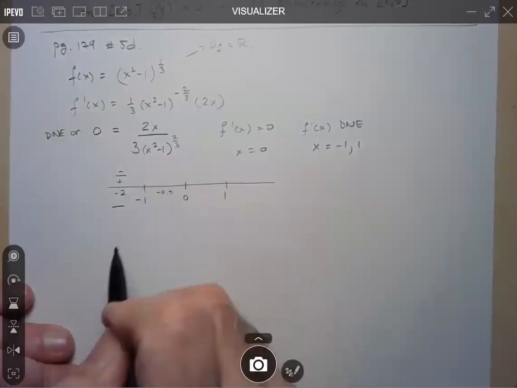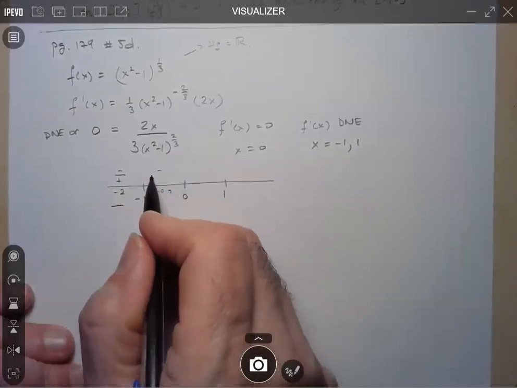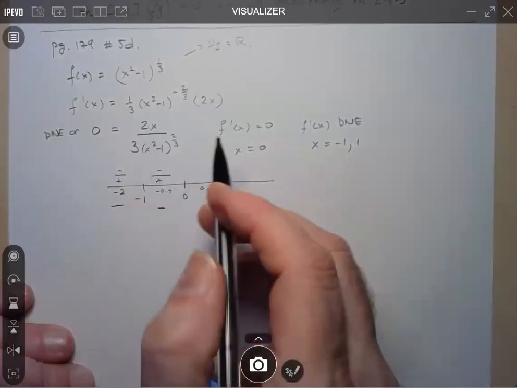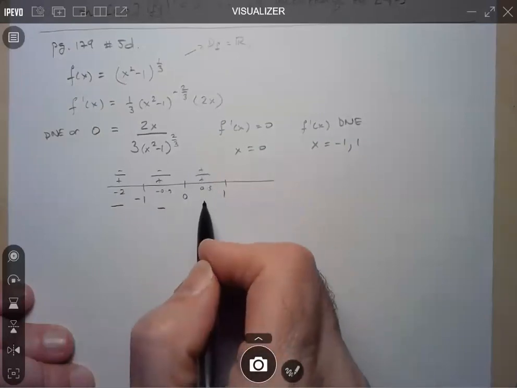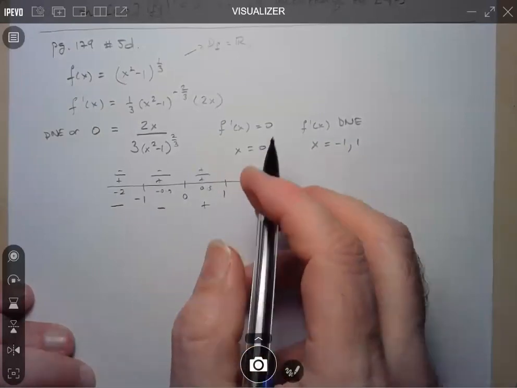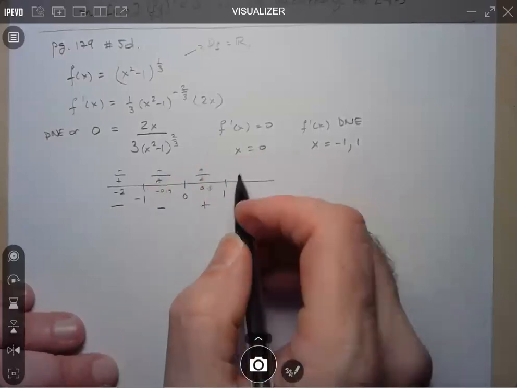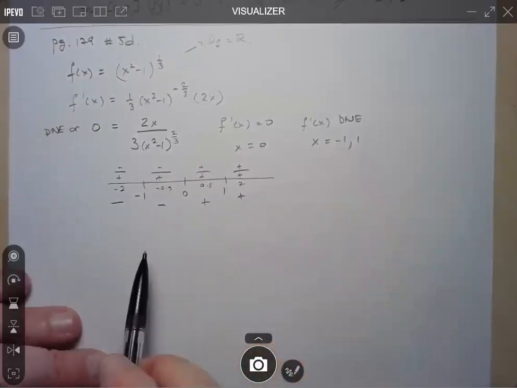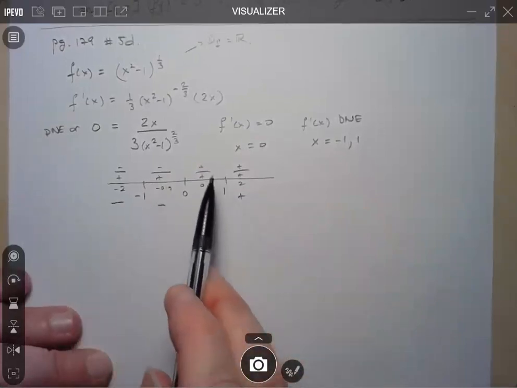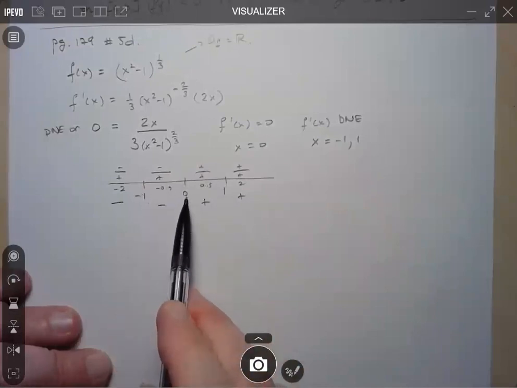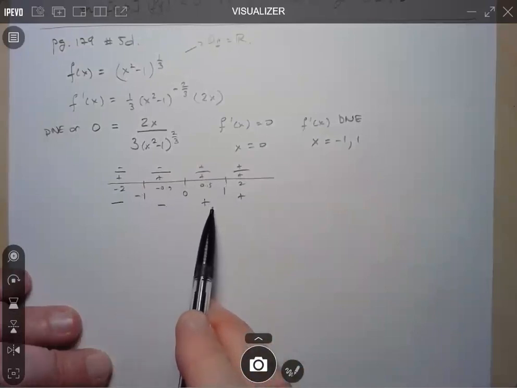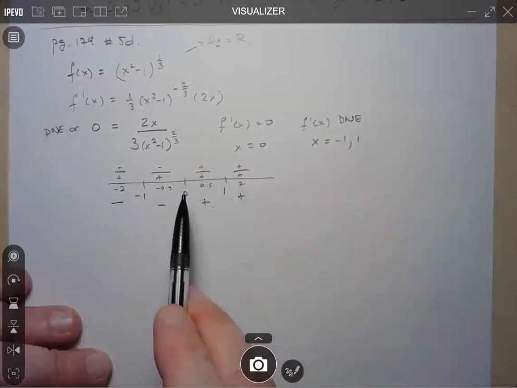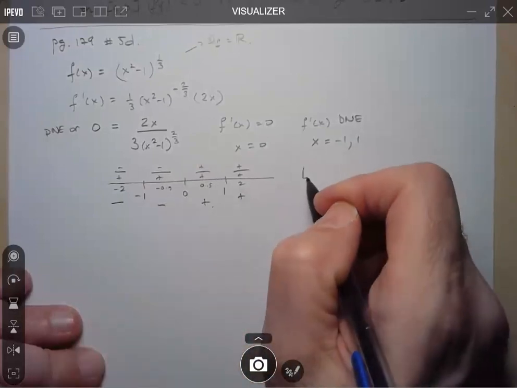If I take -0.5, the numerator is going to be negative. Denominator always positive. Okay, here if I take 0.5, the numerator now is positive and the denominator is always positive. Okay, and here if I take 2, the numerator is positive, the denominator is always positive. So there we go. So now we see that we have only one local extremum. So at 0, the derivative goes from negative to positive, meaning the function goes from decreasing to increasing. So I must have a local minimum at 0.